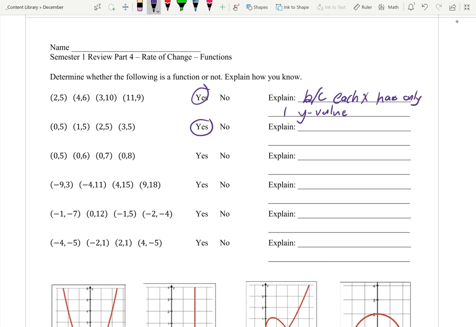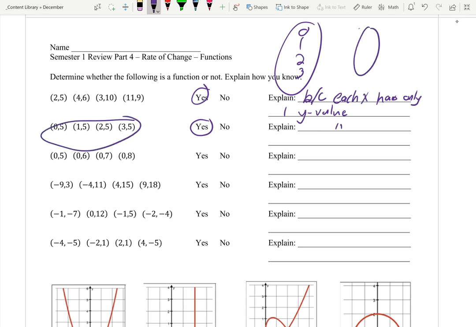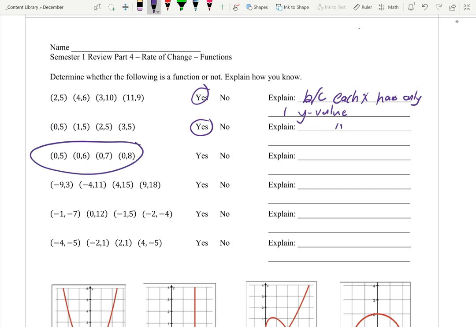This is a function for the exact same reason as the last one, because each x has only one y value. Remember, like I said before, when we first studied this, think of the x's like people, so the 0, the 1, the 2, the 3 like people, and then think of the y's like places. So you can have multiple people go to the same place. That's completely reasonable. But what you can't have is the same person going to more than one place. And that's what we're going to see here in this third one. The third one is a no, okay?